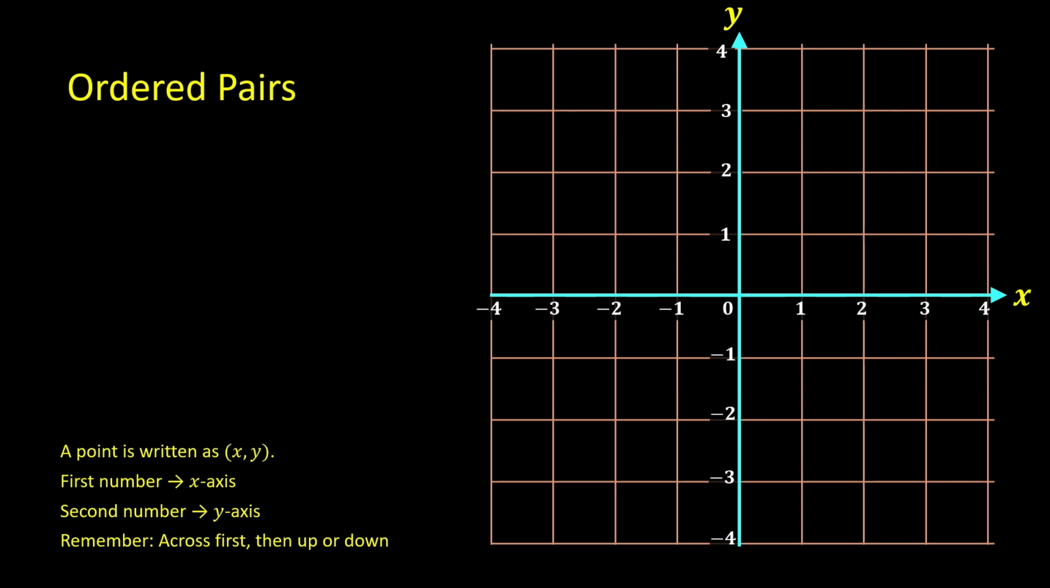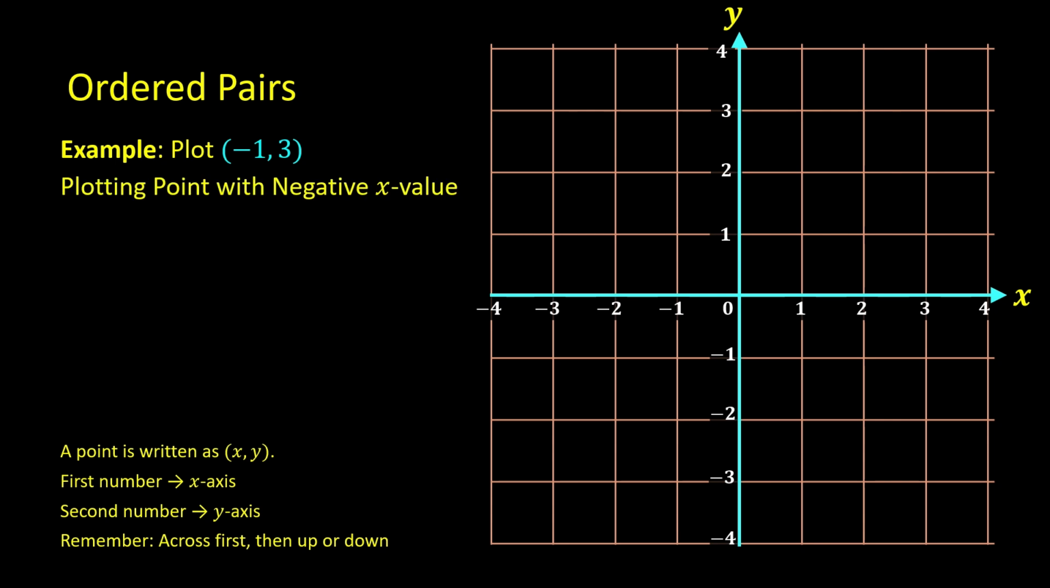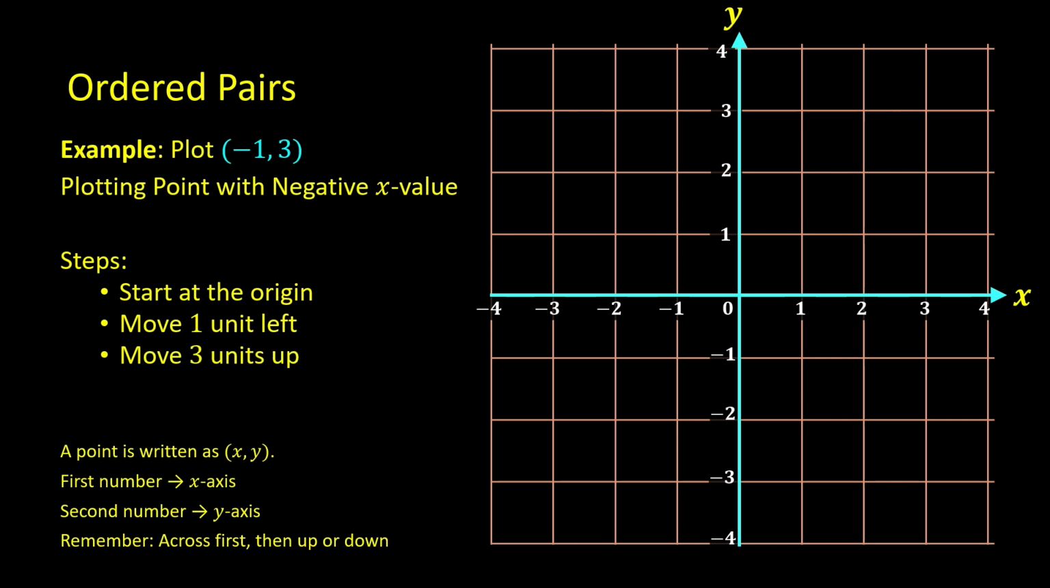Now let's plot a point with a negative x value. For (-1, 3), start at the origin, move 1 unit to the left along the x-axis, then move 3 units up, and finally mark the point. So we start at the origin, move 1 unit left, move 3 units up, and finally mark the point, as shown.